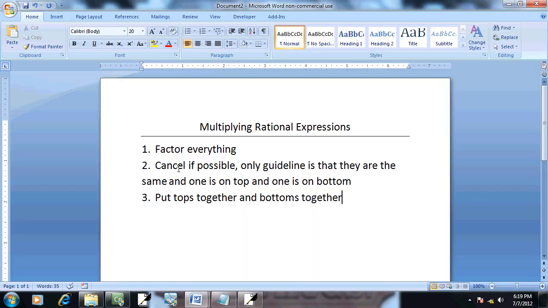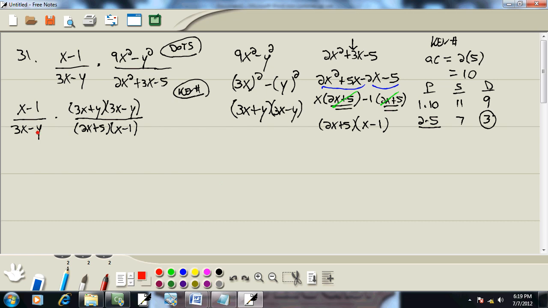And what was that? Step 1, factor everything. Step 2, cancel if possible. The only guideline is that they're the same, and one is on top and one is on the bottom. Here we have a 3x minus y, here we have a 3x minus y. So those are going to cancel. Here we have an x minus 1, here we have an x minus 1. Notice they do not have to be in the same fraction. They can be in different fractions. It doesn't hurt if they're in the same, but they don't have to be. The only guideline is one's on top, one's on the bottom, and they're the same.